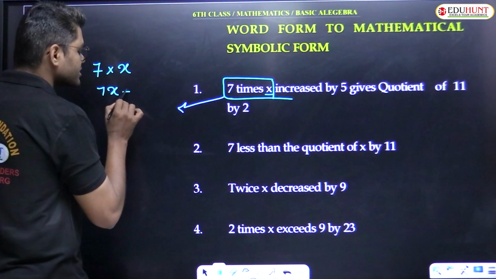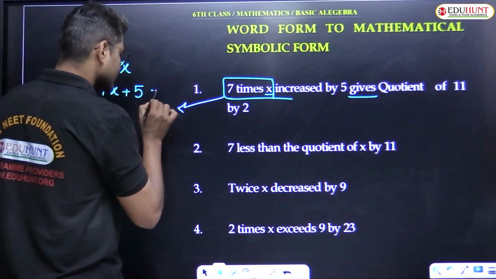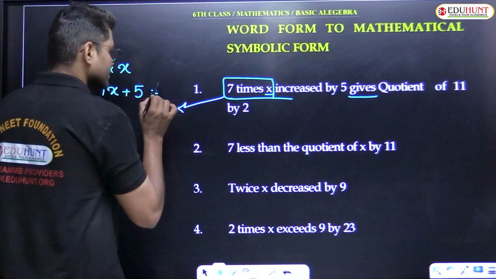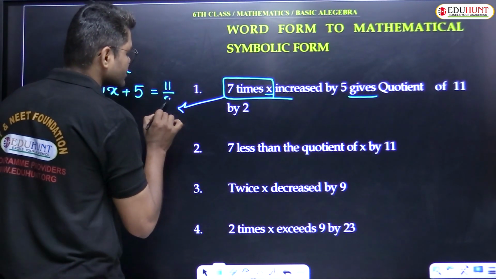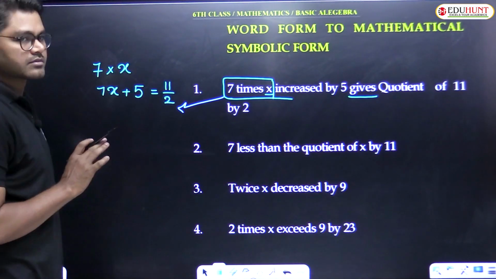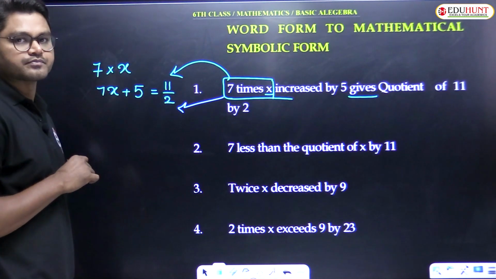Increased by 5. Increased means addition by 5. Gives means equal to. Gives coefficient of 11 by 2. That means 11 by 2. That's it. This is the expression to this word form.